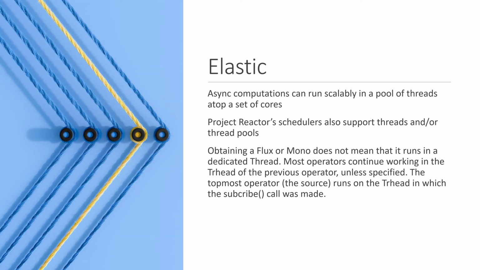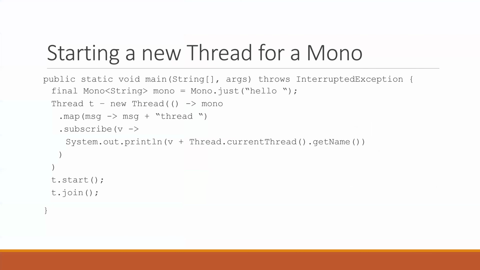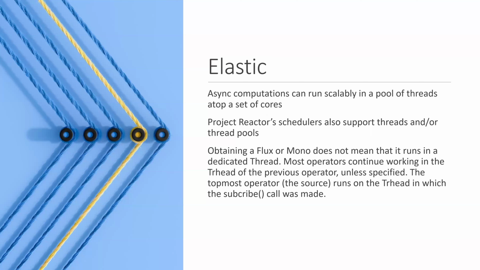Like I mentioned before, most of the operators will continue working on the same thread as the previous operator, unless you actually specify the difference. And the initial operator will run off of the thread of the subscriber itself. Okay. Not the subscriber, the same thread as where subscribe was handled, sorry, which is in the producer or publisher.